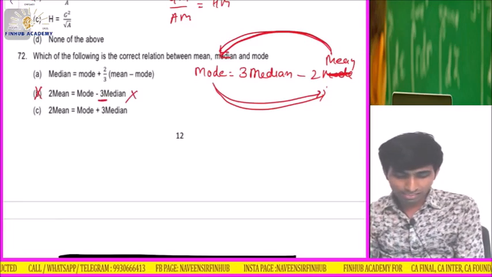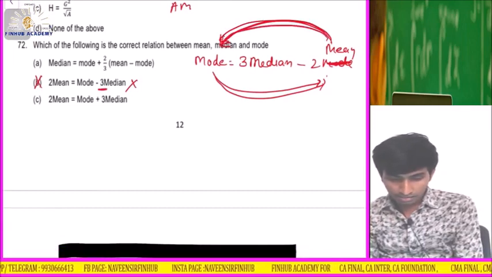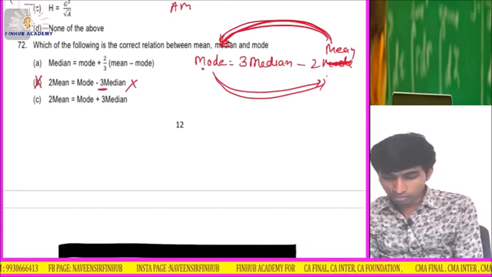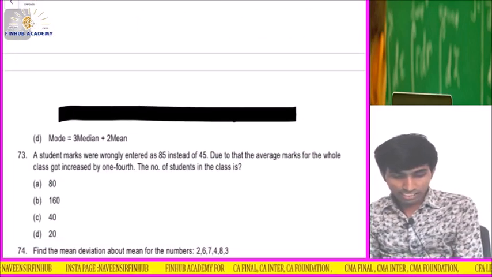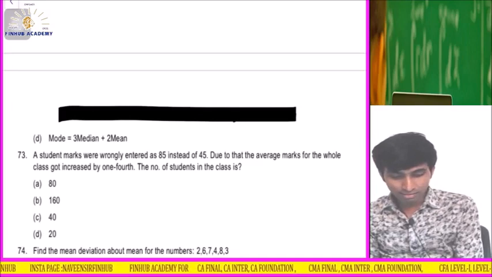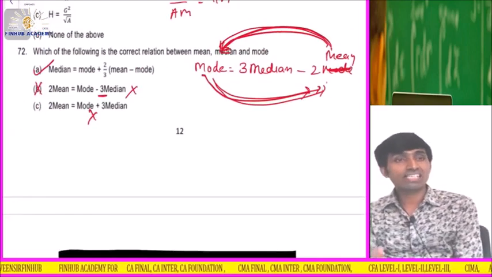The first one I have kept as the odd man out. Twice mean means this will come here, thrice median plus mode. Mode will go that side, it will become minus. Now this is also not the answer. Mode is equals to thrice median plus twice mean. No, this is not the answer. The answer should be minus. So therefore the answer is A.